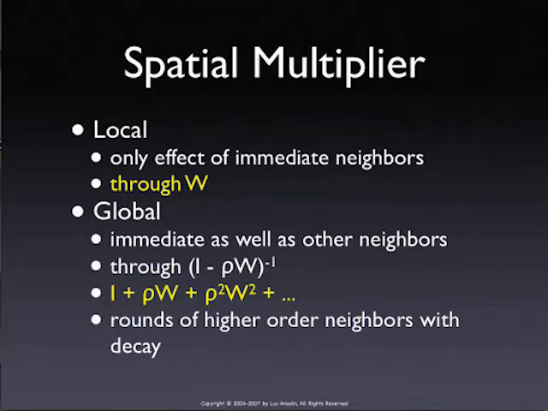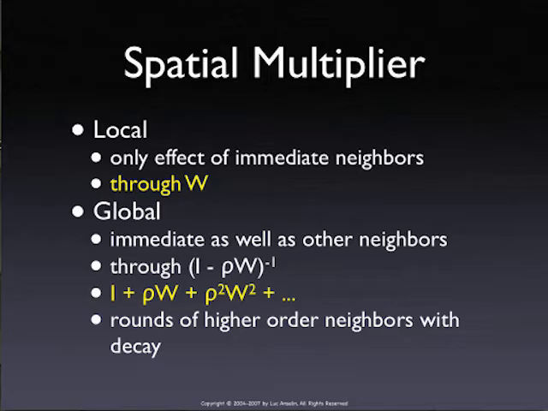And the local spatial multiplier, as we saw earlier today, is a moving average type of process where the spread is limited to whatever is specified in W, or maybe a second order, but that's it. It cuts off. The global multiplier is through this inverse that we approximate by this series expression, which gives us rounds and rounds and rounds of multiplier effects, not just of decreasing magnitude, but of spreading out range through the power of these spatial weights matrices.